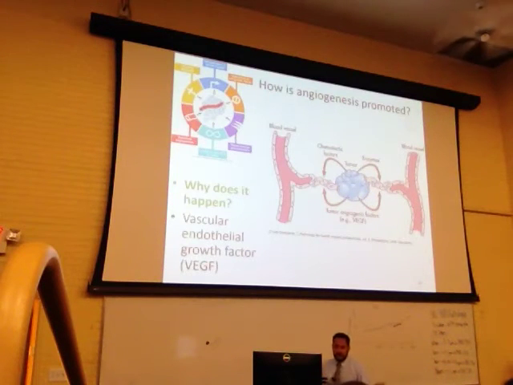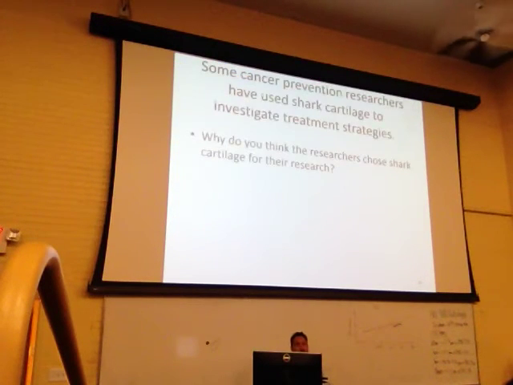Okay. So, anti-angiogenesis therapy. Now, question for you, why would some cancer prevention researchers be looking into how shark cartilage develops and is maintained, to look at developing new anti-cancer research? Any ideas on how this relates?